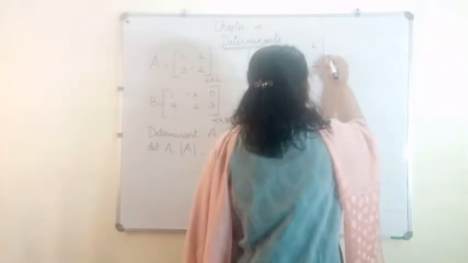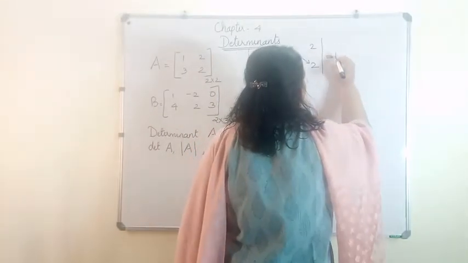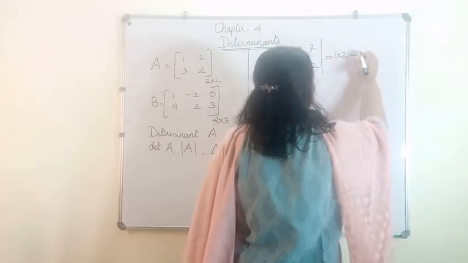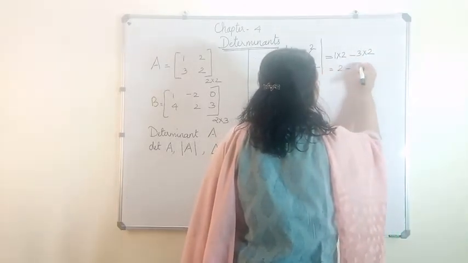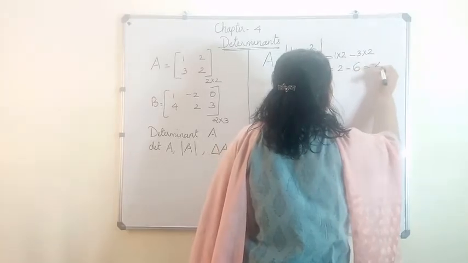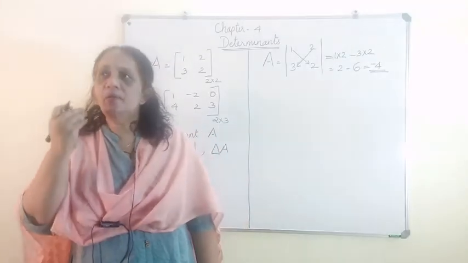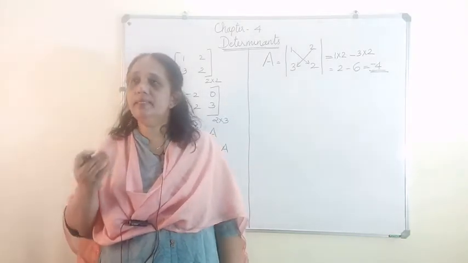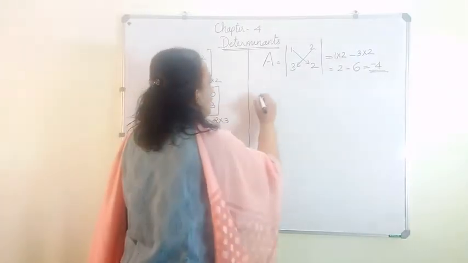The value of this determinant is equal to, you multiply 1 into 2 first, 1 into 2 minus 3 into 2. That is equal to 2 minus 6, which is equal to minus 4. That means a determinant is a finite value. Determinant has a finite value, whereas a matrix is a system of arrangement of data in terms of rows and columns. Now, let us consider one more example.